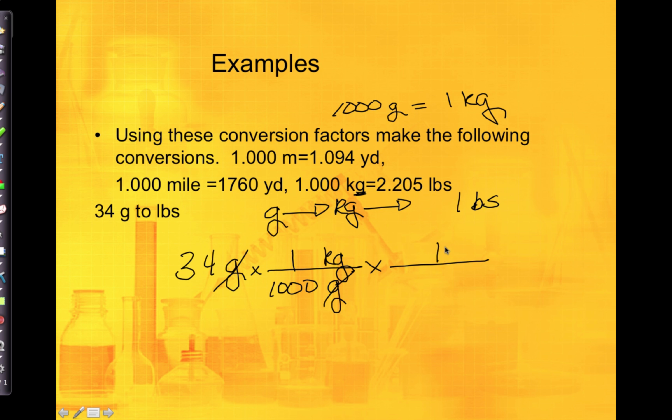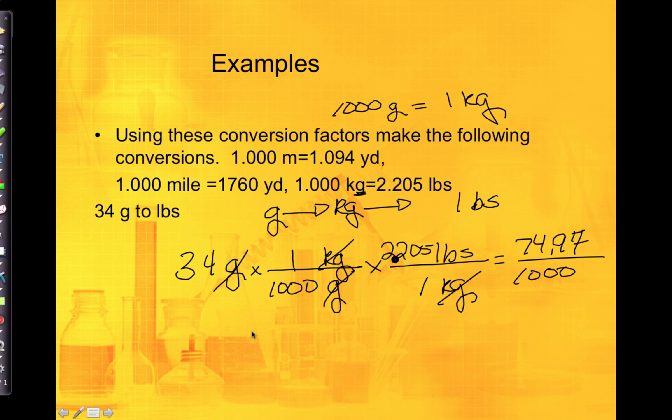Following my map, pounds would be next, and then kilograms on the bottom. It says that 1 kilogram is equal to 2.2 pounds. Now multiply the top numbers. 34 times 1 times this would give me 74 roughly. Actually, about 75. 1,000 times 1 gives me 1,000. Then divide at the end, and you should get 0.075-ish.